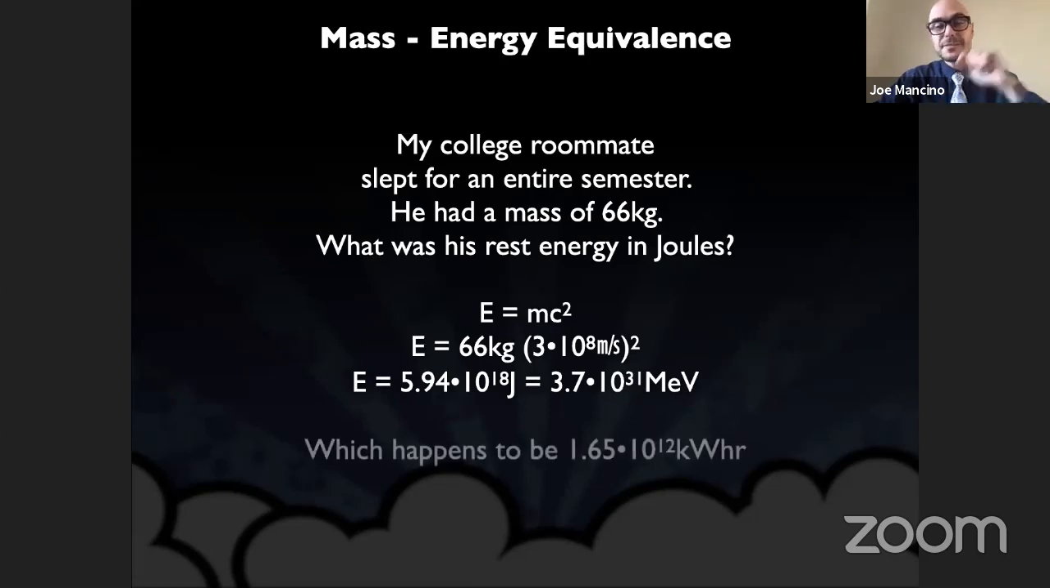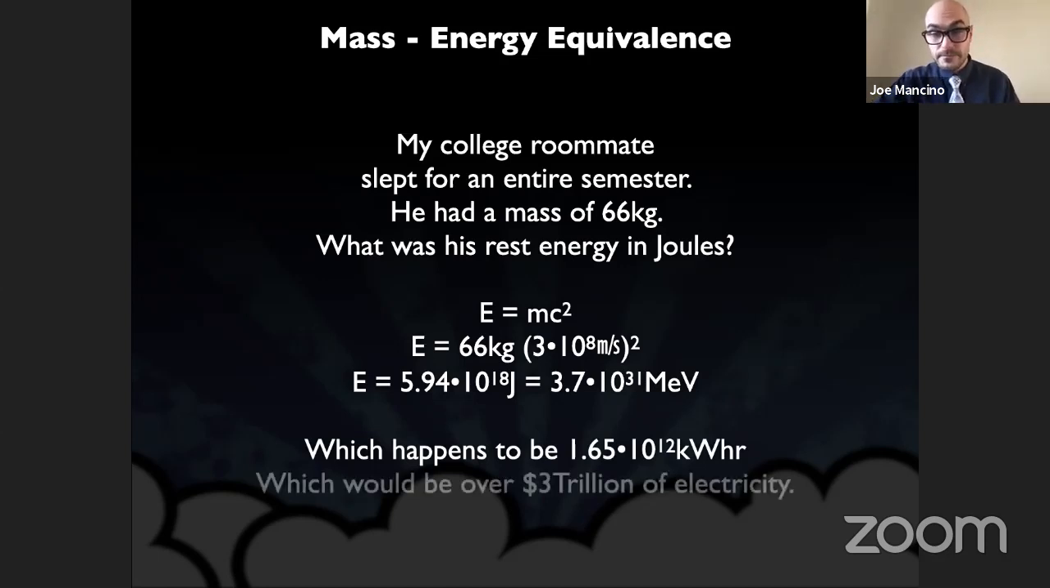Which happens to be, because I was wondering, this is what you do when you're a physics major and you have this guy for a roommate, that's 1.65 times 10 to the 12 kilowatt hours, which would cost about $3 trillion if his mass could have been converted into electricity. Don't convert your college roommate's mass into electricity, and also don't swallow radioactive samples.